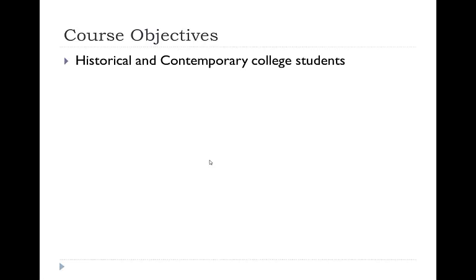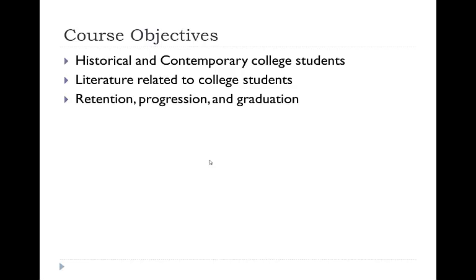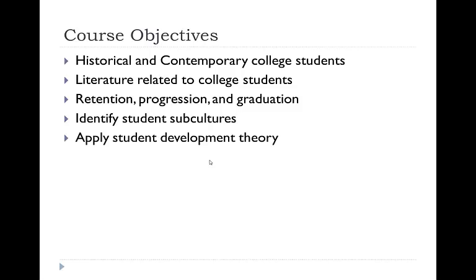So with that being said, our course objectives include understanding the historical and contemporary college students. So who were they versus who they are now? And then also looking at some of the literature related to college students. We're going to review retention, progression, and graduation, specifically as it relates to Astin's IEO model. We're going to identify student subcultures, and we're going to apply student development theory. So I hope you all kept your student developmental theory books because you're going to be using those for your final paper.